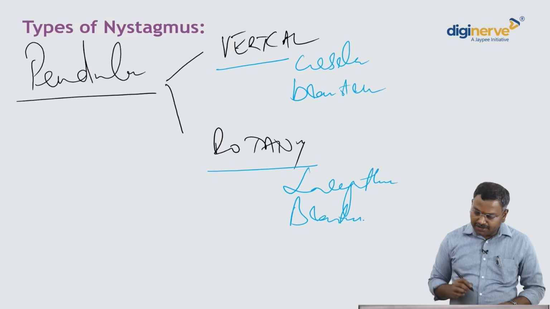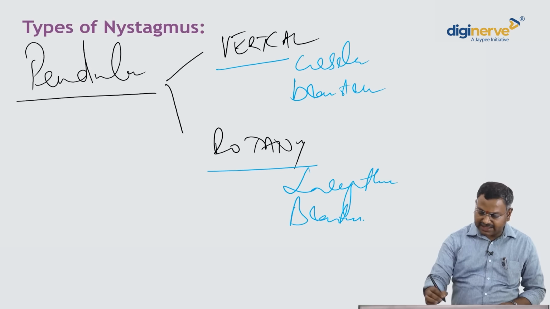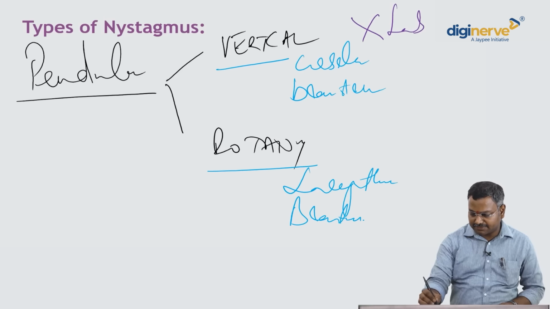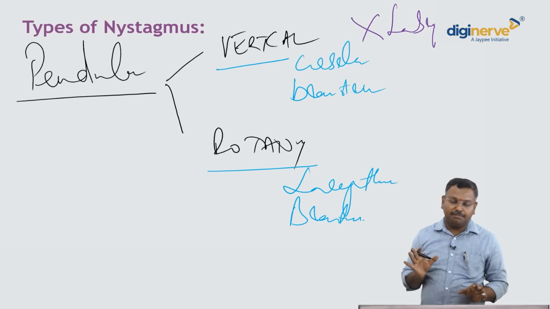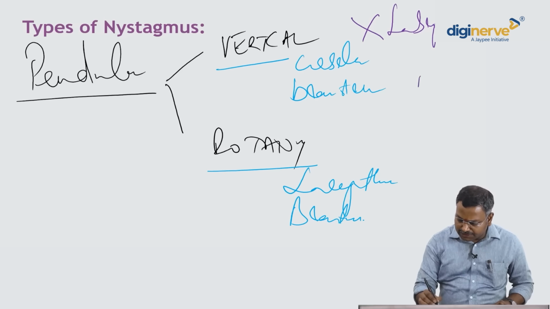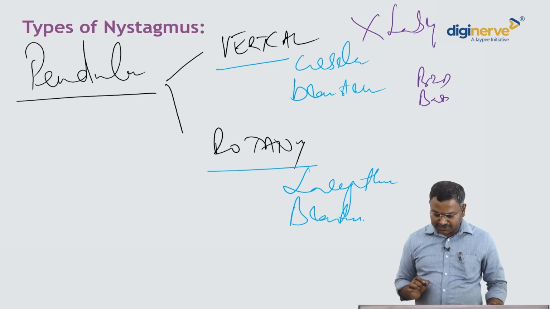Now very importantly, please remember the vertical nystagmus is never seen with labyrinth. The vertical nystagmus is always either cerebellum or brainstem. Rarely it could be due to benzodiazepines or barbiturates. When they are there, you could get vertical nystagmus because of that.